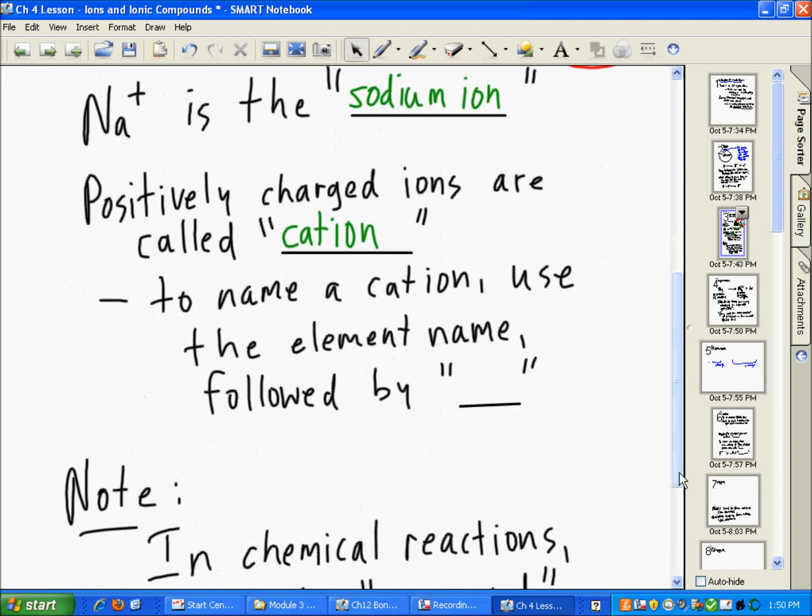Positively charged ions are called cations. The reason for that is that if you have an electrochemical cell, like a battery, there are two electrodes. One's called the cathode, the other's called the anode. The ions that are associated with the cathode are positively charged, so they call those the cations. The ions which are associated with a negatively charged electrode are the anions, so that's why they call them the negatively charged ions, anions. The anions are associated with the anode.